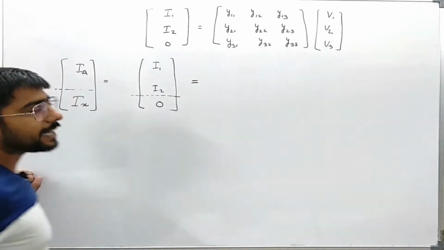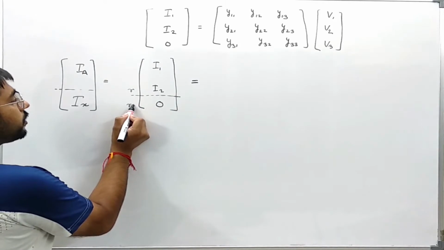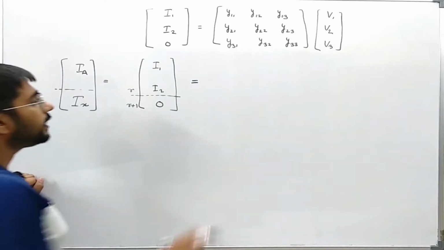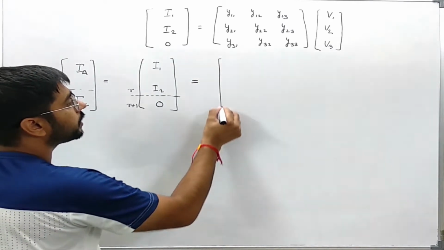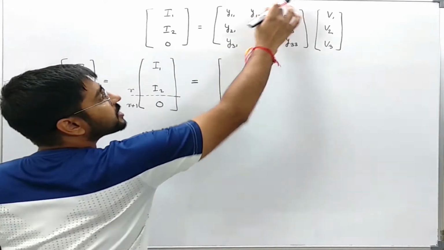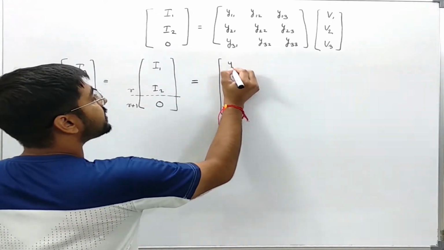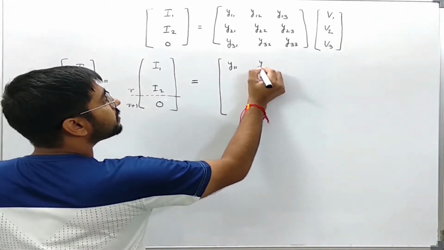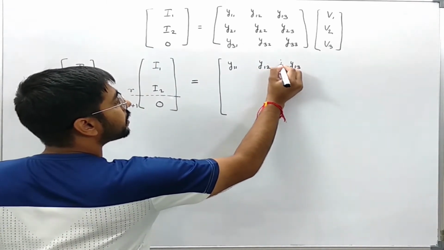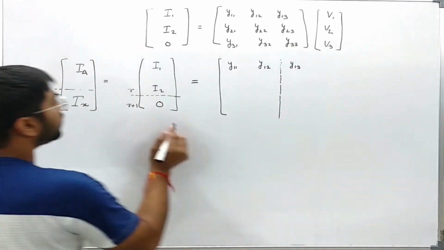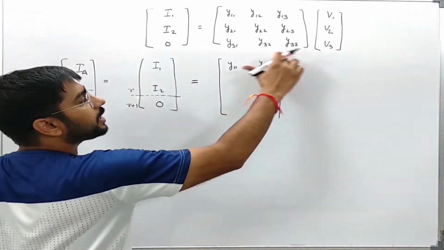Okay, so from our previous lecture we know that if there is a partitioning line between row R and row R plus 1, then there will be a partitioning line between column R and column R plus 1. So in this admittance matrix we will draw a partitioning line here. That is, if it is between row 2 and row 3, then it will come between column 2 and column 3.